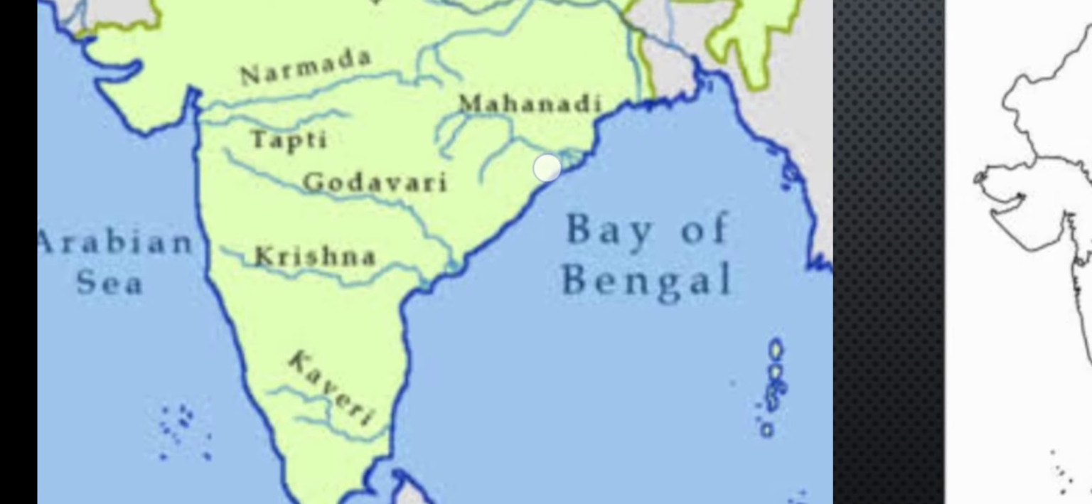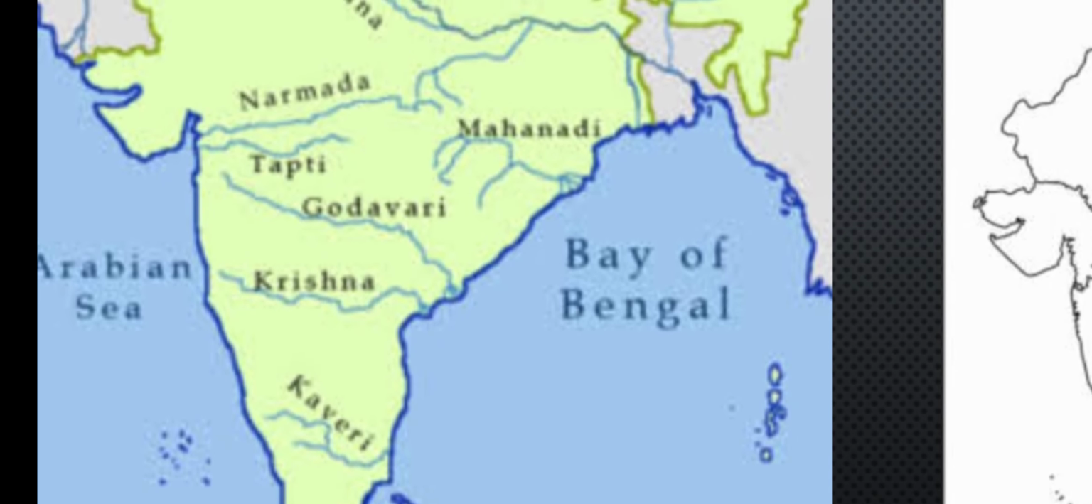In the southern part of India, river Narmada originates from the Amarkantak hills in Madhya Pradesh, and it flows towards the Arabian Sea and meets the Arabian Sea. River Tapi also moves to the Arabian Sea. So these two rivers are called the west flowing rivers, as they are moving towards the west.